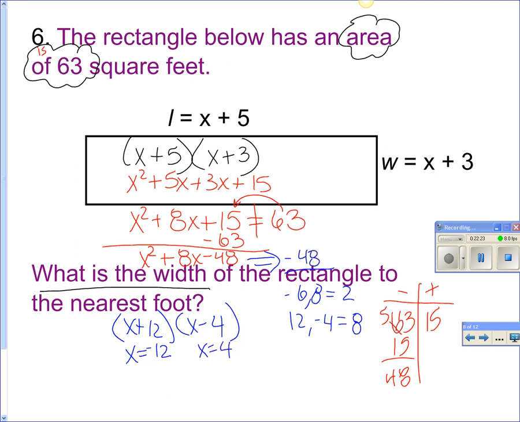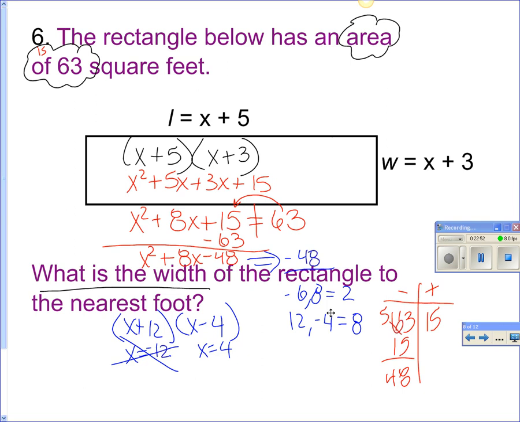All right, which one is more realistic? The 4? Oh, and we are not done yet. We're almost done. We're really close. What did the question ask for? What's the width? Go back to the picture. What did the picture have for the width?